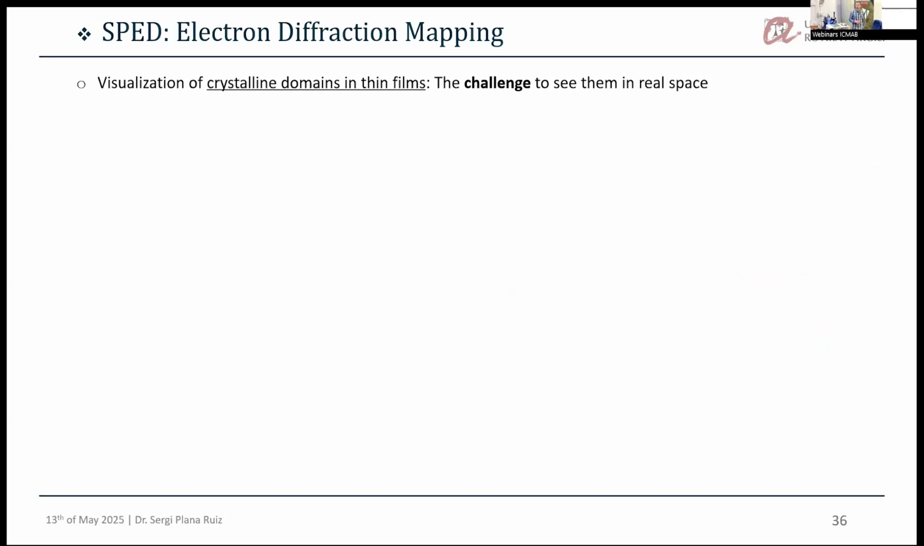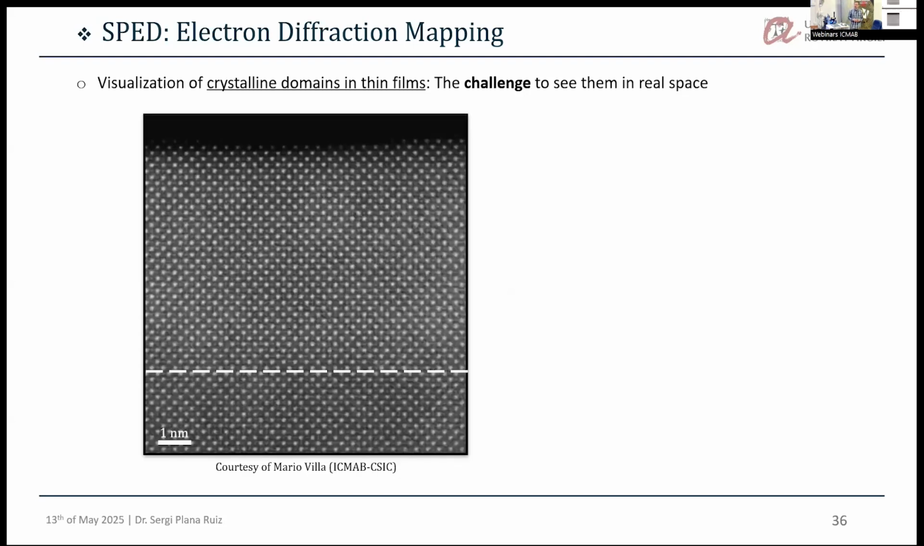Another field in which 4D STEM can be beneficial is to visualize crystalline domains in thin films. Usually, if you go to a TEM, a high-resolution STEM microscope, you would get something like this. And then you ask yourself, okay, do we have more than one crystalline domain in this image? If you look carefully, you may be able to see it, but it's really difficult sometimes.